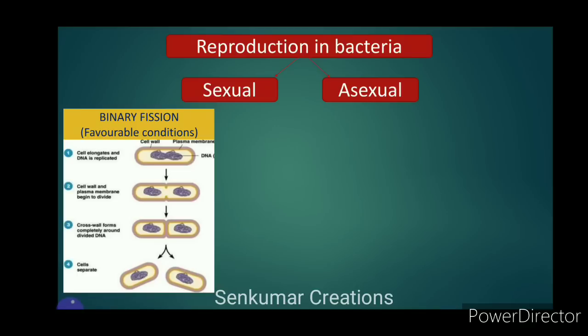One cell is divided into two identical cells. These two again divide into 4, and 4 divide into 8. Like that the reproduction takes place. This was asexual reproduction.